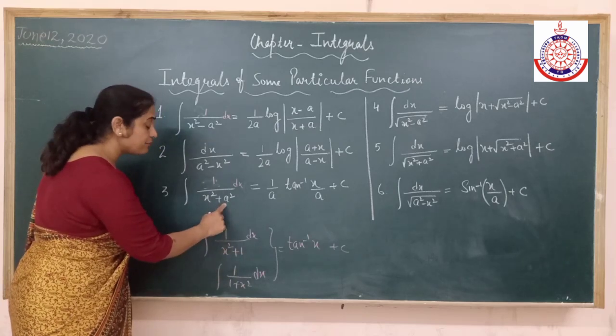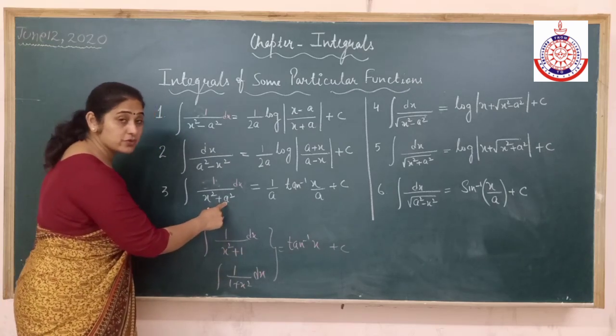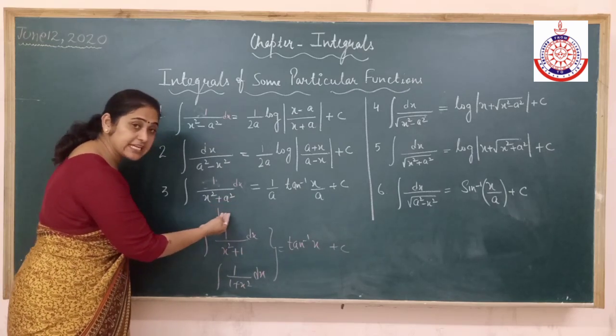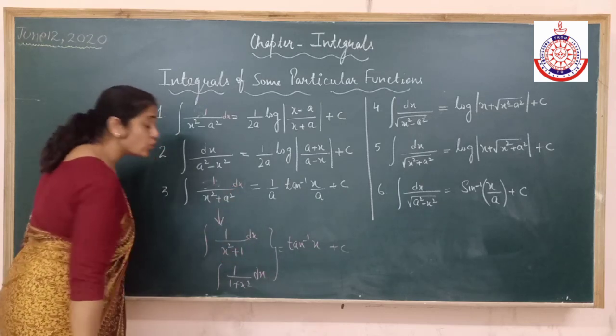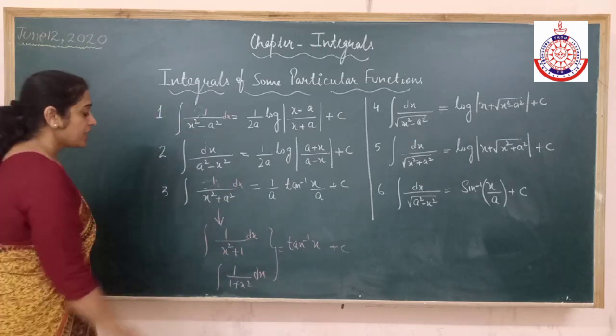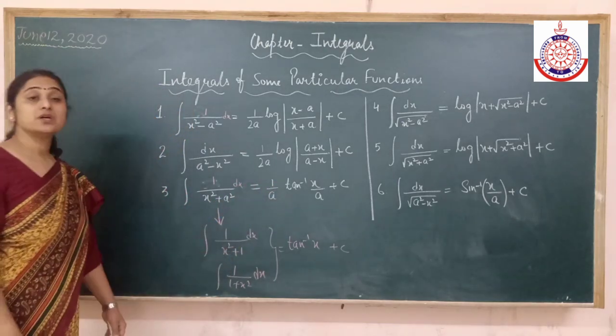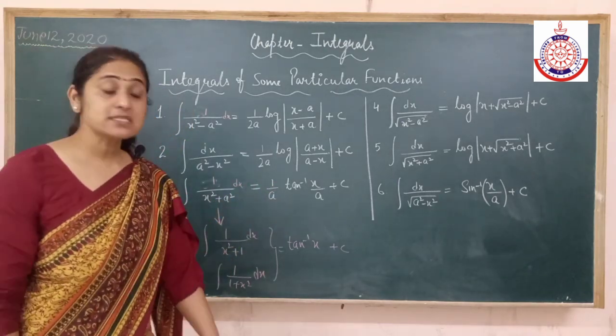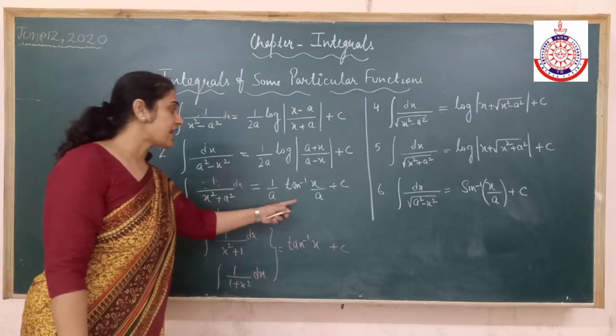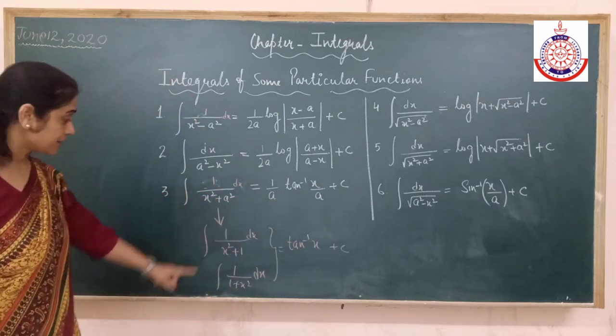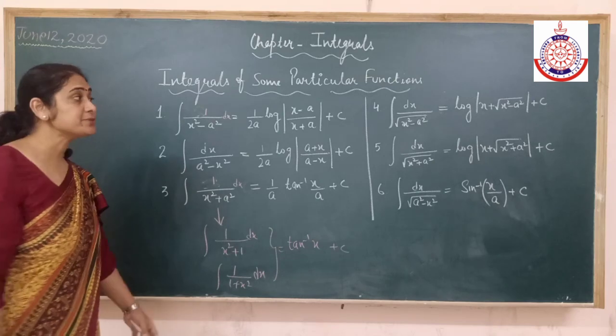But in place of 1, it can be 2 squared, 3 squared, it can be 4 here, it can be 8 here, it can be anything. So how to generalize? If I write the integration of it, it would be 1 by a tan inverse x by a plus c. 1 by a tan inverse x by a plus c. It's the same form.